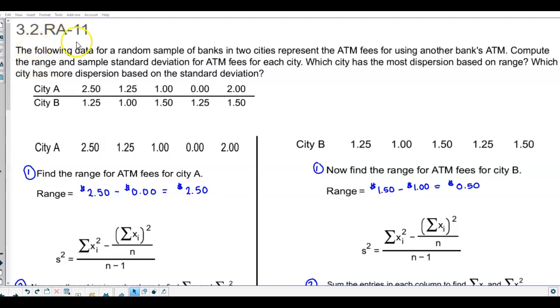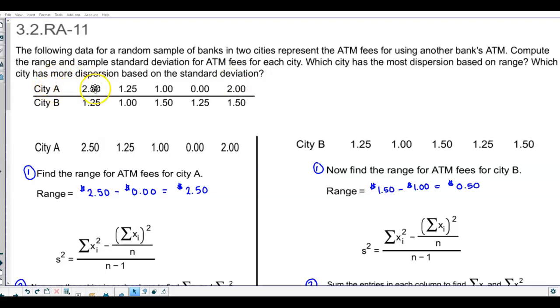Section 3.2.RA-11. The following data for a random sample of banks in two cities represent the ATM fees for using another bank's ATM. Compute the range and sample standard deviation for ATM fees for each city. Which city has the most dispersion based on range, and which city has more dispersion based on the standard deviation?